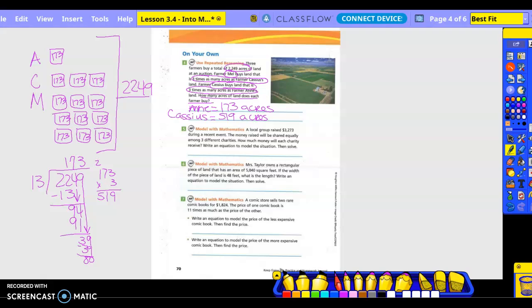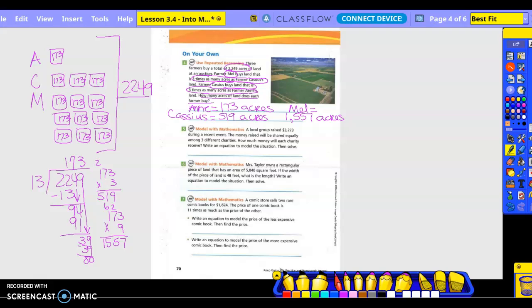And then Farmer Mel has, so we're going to take 173 times 9, because he has 9 boxes, right? 9 times 3 is 27. Put the 7, carry the 2. 9 times 7 is 63, plus 2 is 65, put the 5, carry the 6. 9 times 1 is 9, plus 6 is 15. So 1,557 acres.